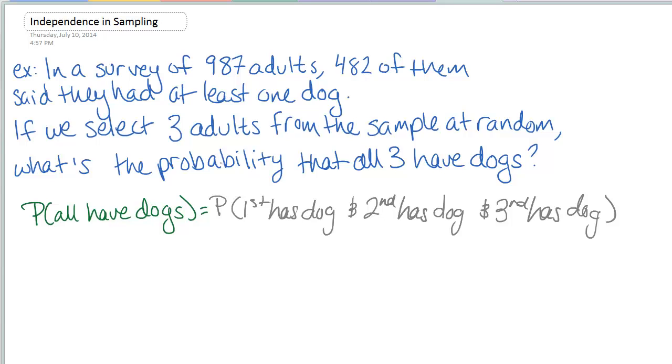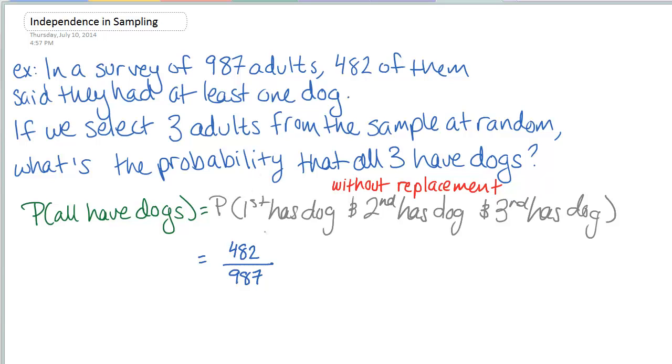Well, when you select 3 adults from this group of people, in most cases, if it doesn't specify, that means these are 3 different adults, which means once we've picked the first person, we're not going to pick that person again. This means that we're selecting the adults without replacement. And if we don't have replacement, then that means that these events are not independent. So in this case, the probability that the first person has a dog, we could just say, well, there were 482 people with dogs out of the total of 987. That's the probability of finding somebody with a dog.